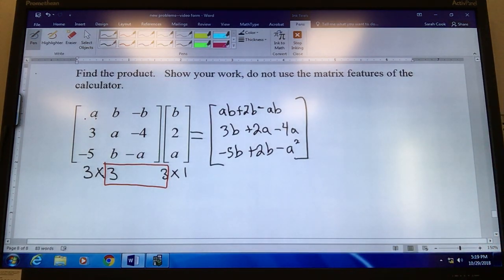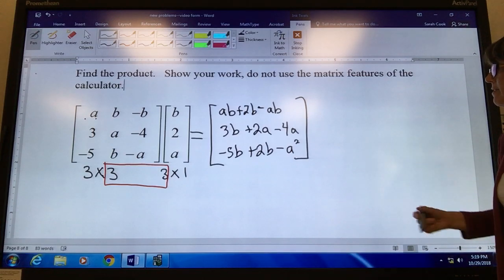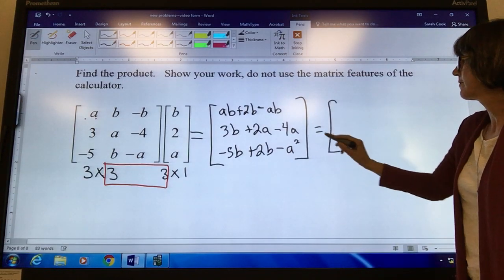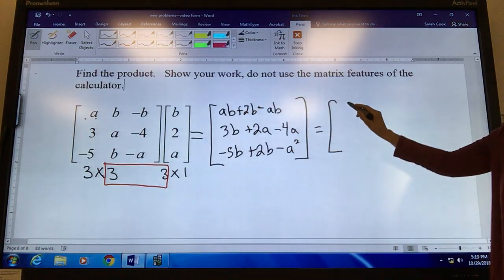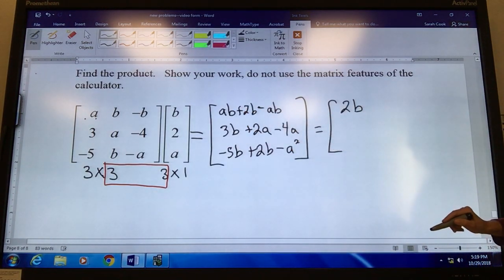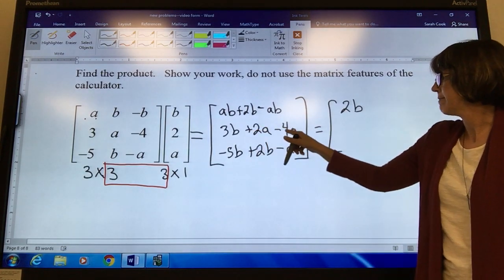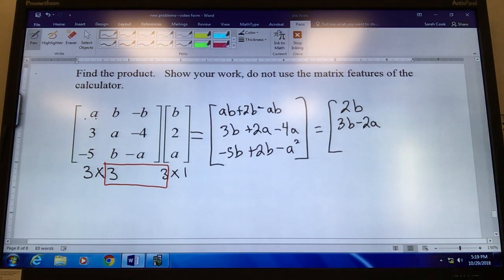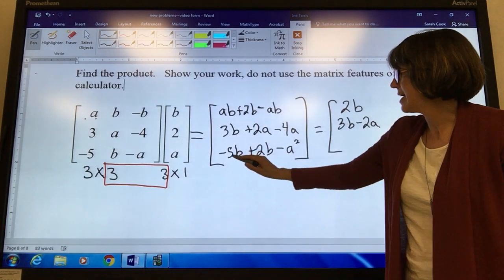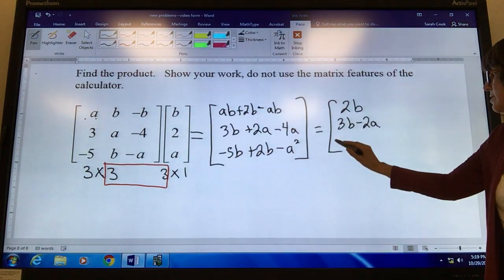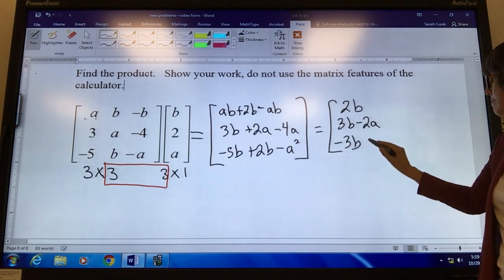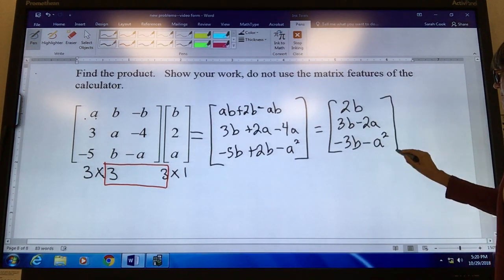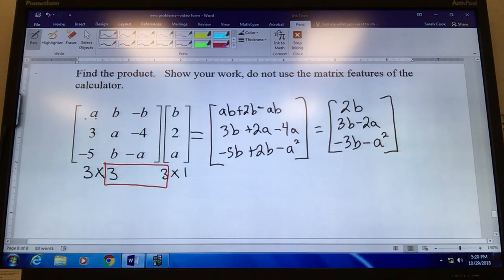I'm still going to be left with A's and B's in some of my entries, but we should simplify if we can. So I notice in this first one, AB minus AB, that cancels out, and I'm left with 2B. 2A minus 4A simplifies to give me a minus 2A, so that whole entry will be 3B minus 2A. And then the last entry, I've got a negative 5B plus a 2B, so that's negative 3B, still minus an A squared. And that's the best that we can do when we don't know the values of A and B. That's as simplified as we can get that product.